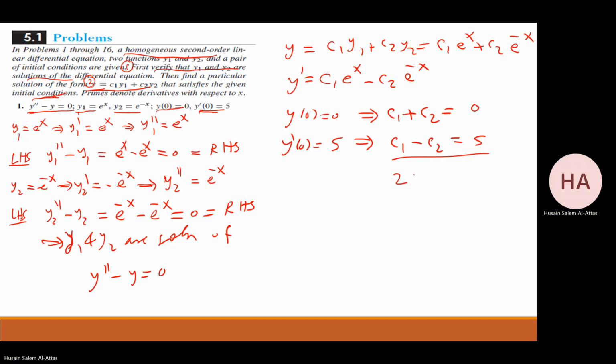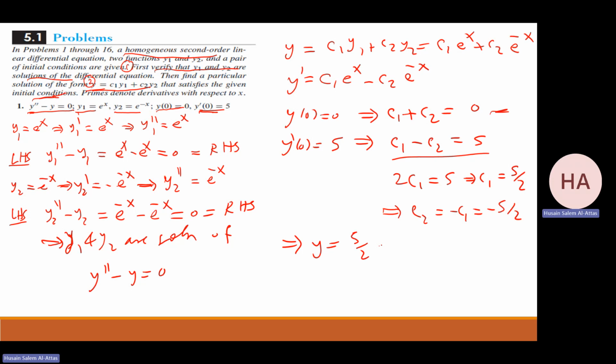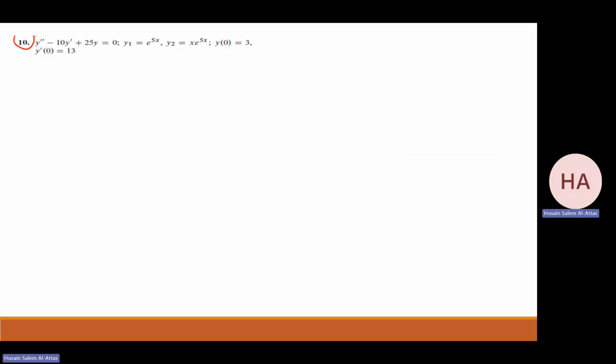Add them. 2C1 equal 5. So C1 equal 5 over 2. Okay. So it will be C2. From this, C2 equal minus C1, which is minus 5 over 2. So it will be my solution. Y will be 5 over 2 e to the power x minus 5 over 2 e to the minus x. Okay. Another group of questions.